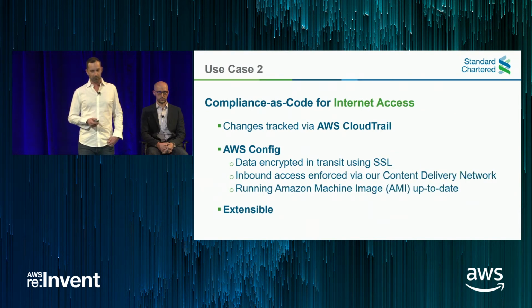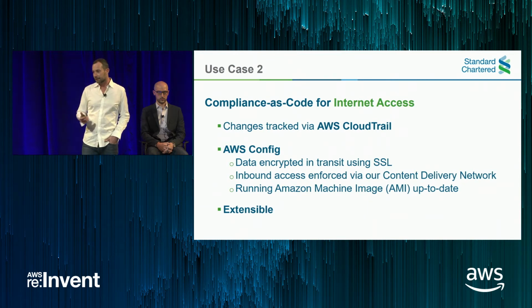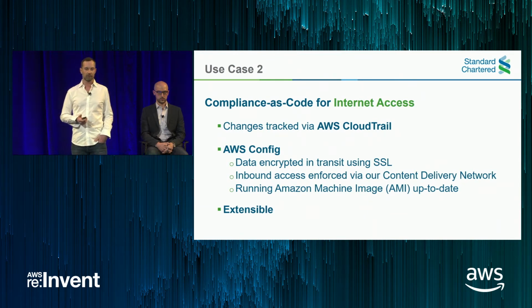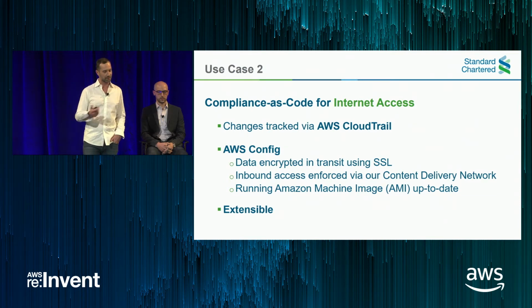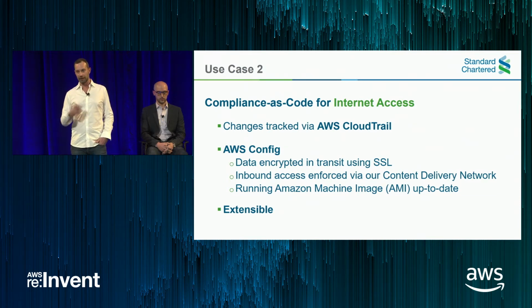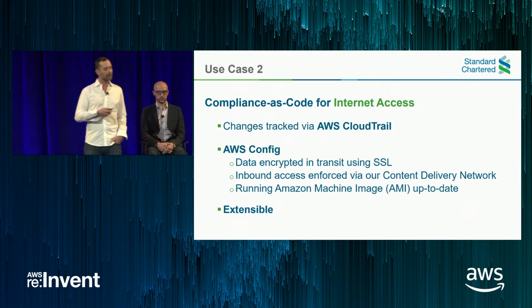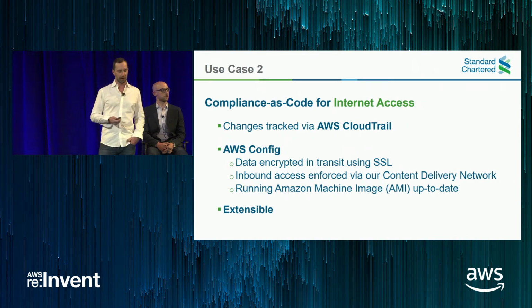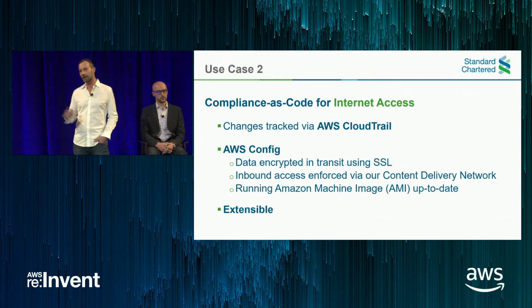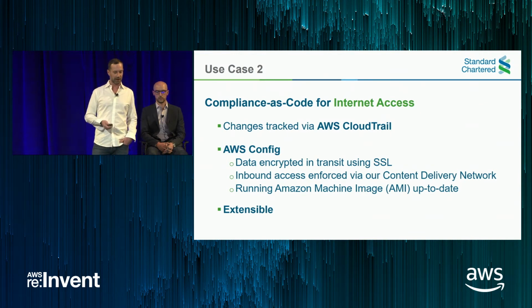Second use case is compliance as code for internet access. Inbound internet connection is where the risk comes from, partly. So again, we wanted to be sure that we could provide internet access directly into our cloud without having to worry about security and without opening breaches. So again, changes tracked by CloudTrail.